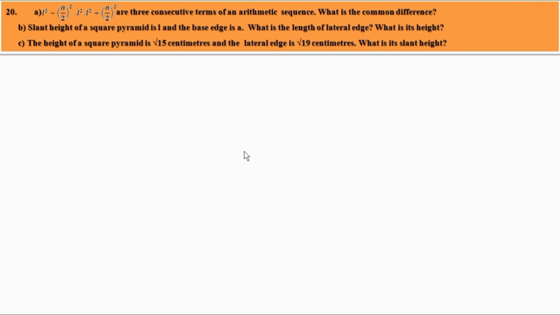Now the third part. The height of a square pyramid is root 15 centimeters and the lateral edge is root 19 centimeters. We have to find its slant height. We have seen that L square minus (a by 2) whole square, L square and L square plus (a by 2) whole square are consecutive terms of an arithmetic sequence. And we have also seen that L square minus (a by 2) whole square is H square and L square plus (a by 2) whole square is E square.